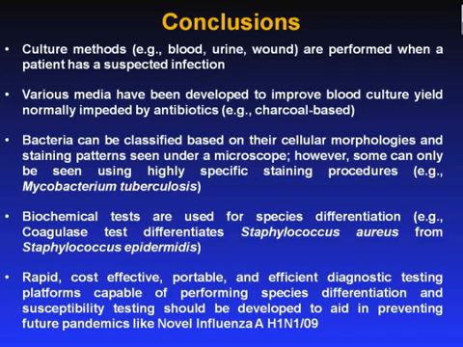Additionally, biochemical tests such as the coagulase test and selective media such as chrome agar can be used for differentiating bacterial species such as Staphylococcus aureus from Staphylococcus epidermidis. In addition to the traditional culture methods, staining procedures, and biochemical tests, molecular assays have become increasingly favorable. Currently, however, many of these assays are strictly laboratory-based and require expensive equipment.